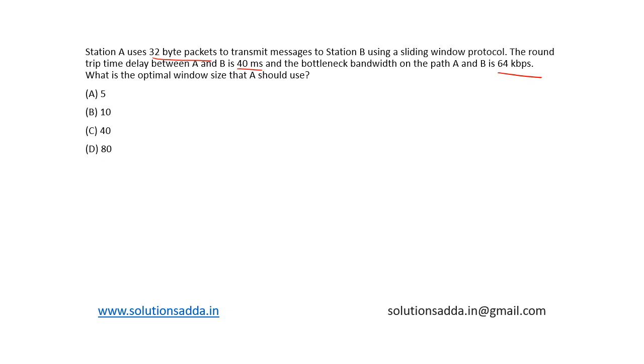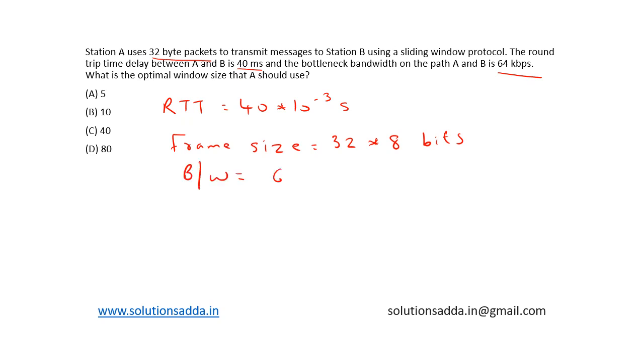So here we are given that the round trip delay RTT between A and B is equal to 40 milliseconds, that is 40 × 10^-3 seconds. And the frame size is given as 32 bytes. So frame size, let's consider it in bits, is equal to 32 × 8 bits. And the bandwidth is equal to 64 × 10^3 bits per second. This is the information that is given.